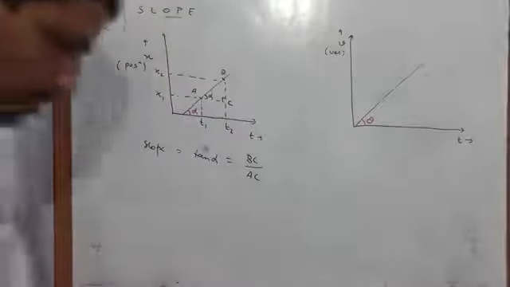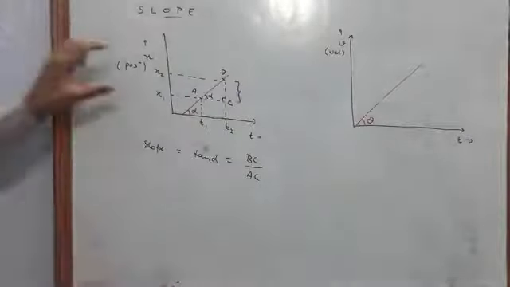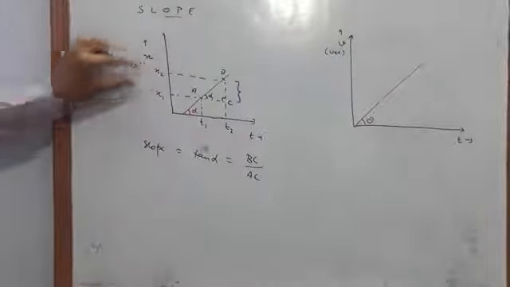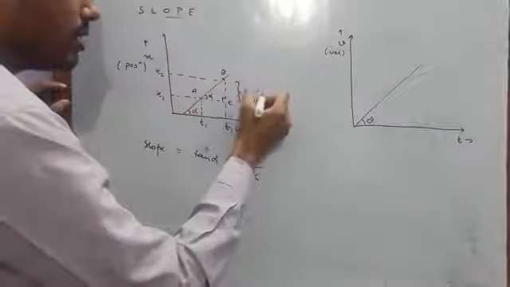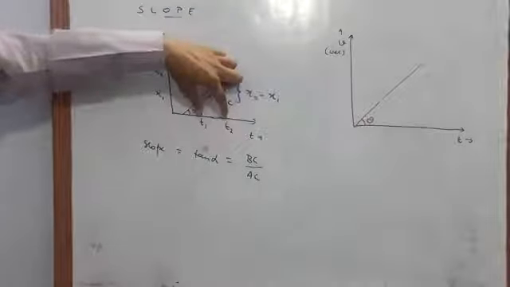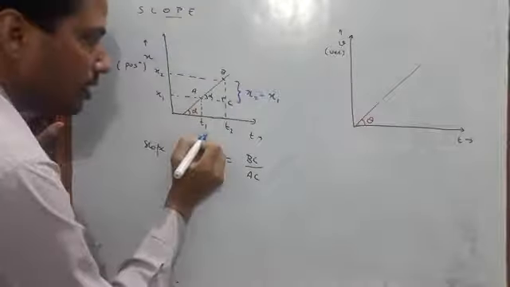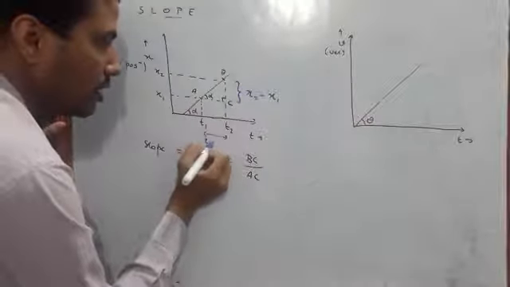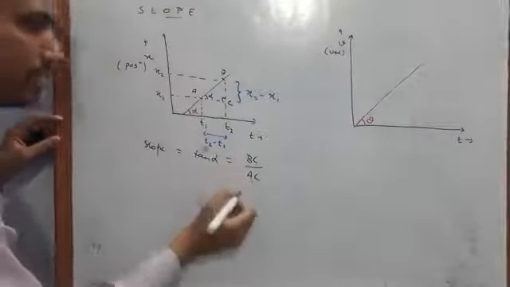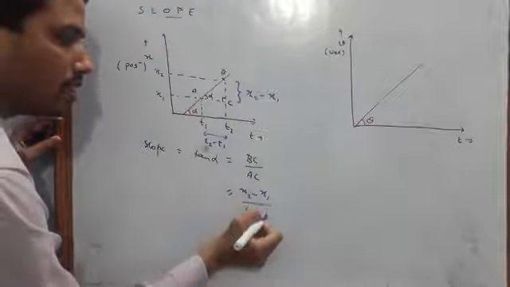Just as we have done earlier, here also you can see this BC will be this total length minus this length. This is x2 and this is x1. So this will become how much? x2 minus x1. Likewise, this AC is the same as this length, and this will be this time t2 minus this time t1. Therefore, you can put the value of BC and AC. So BC I'll write as x2 minus x1, and AC I'll write as t2 minus t1.